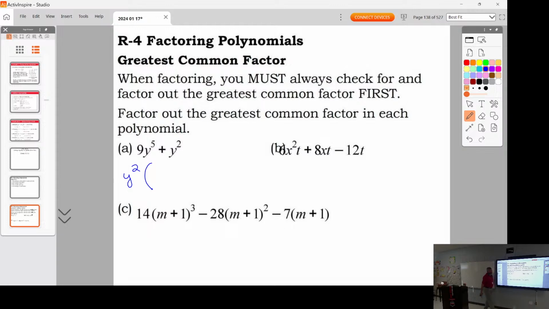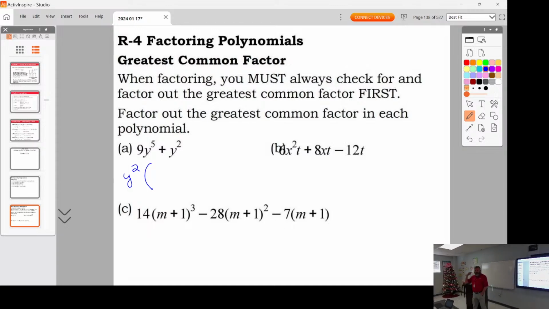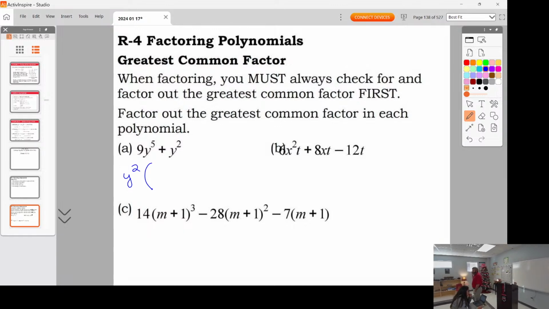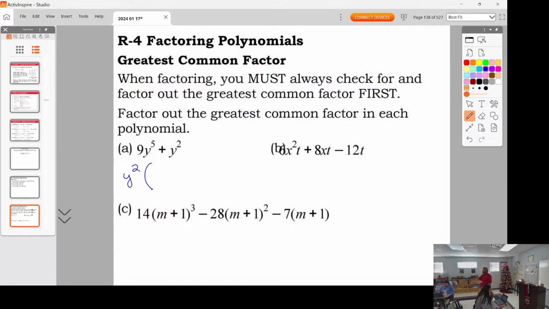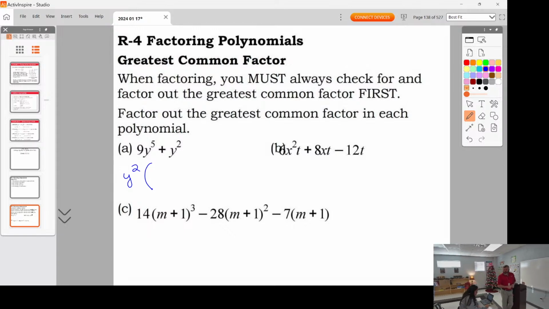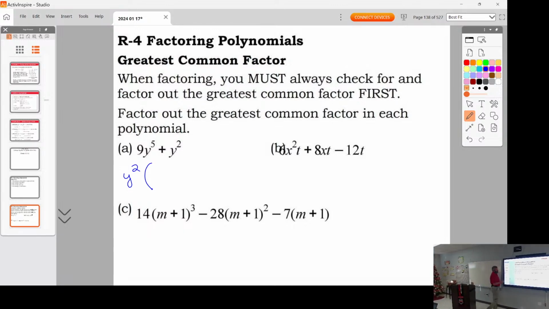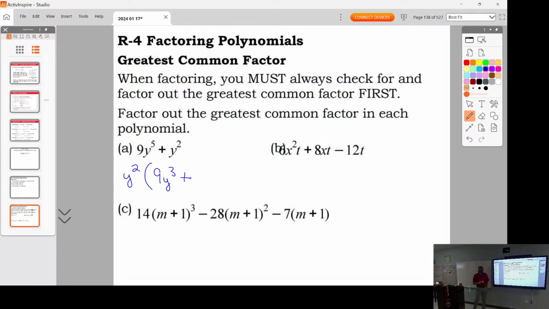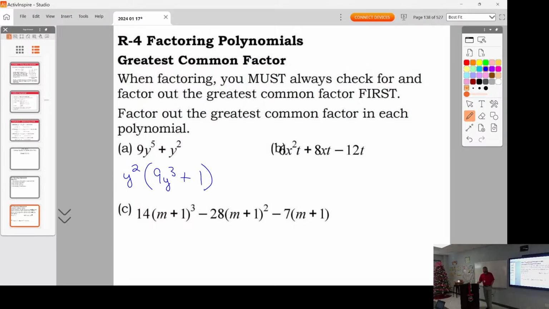If I take a y squared out, remember factoring starts with a D. Divide. Factoring means divide. So because I'm pulling a y squared out, I'm going to divide both terms by y squared. 9y to the 5th divided by y squared is 9y cubed, plus, because it's positive there, and y squared divided by y squared is 1. If I distribute the y squared, would I get back what I started with? Yes. Now always ask yourself, am I done?